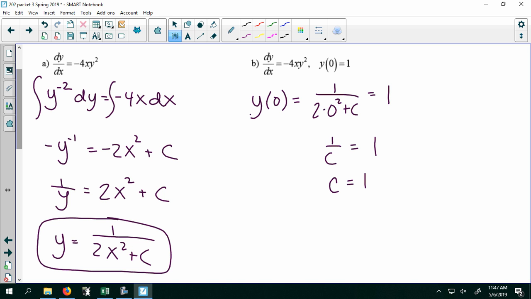It's super tempting to circle that and say it's your answer because you've been so trained to solve for an unknown. But the answer is the function with the c value replaced. So it's going to be y equals 1 over 2x squared plus 1.